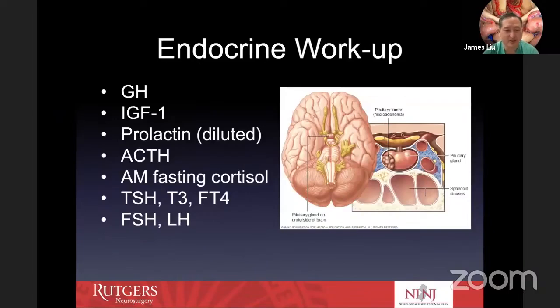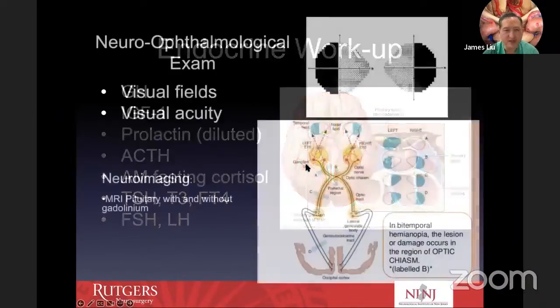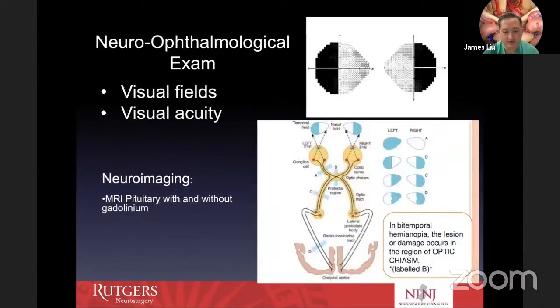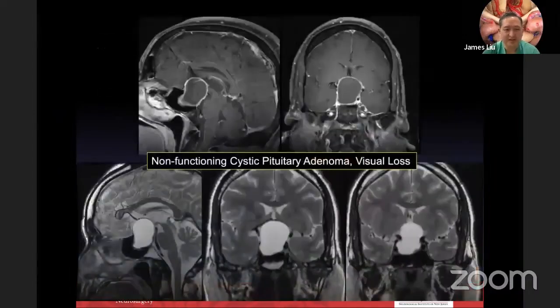So these are the hormones that one should order in the workup. And then, of course, visual field testing, looking for bitemporal hemianopsia. So here's an example of a non-functioning cystic adenoma causing visual loss. You can see the gland has been pushed upwards.